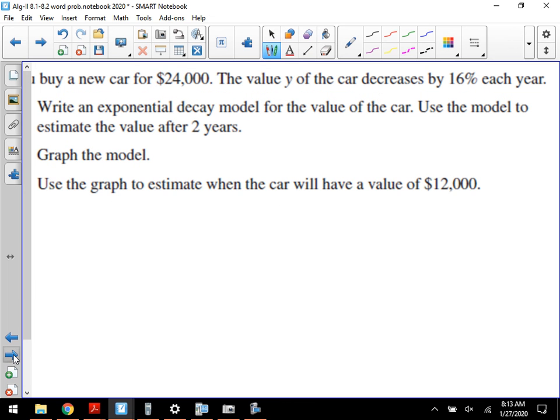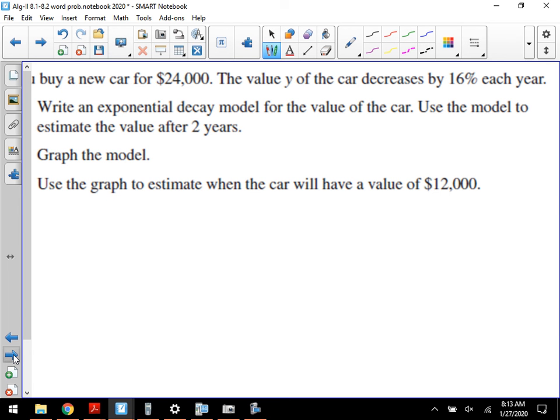All right. So speaking of cars, let's say you bought a new car for 24 grand, and the value of the car decreases by 16% a year. Let's write a model for the value of the car. Use the model to estimate the value of the car after 2 years. It also says graph the model, and then use the graph to estimate when the car would have a value of $12,000. This is where using the calculator and the table becomes your best friend.